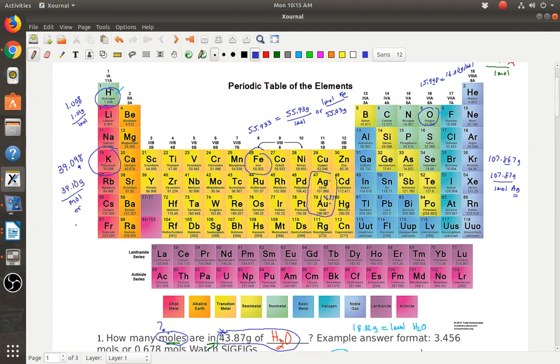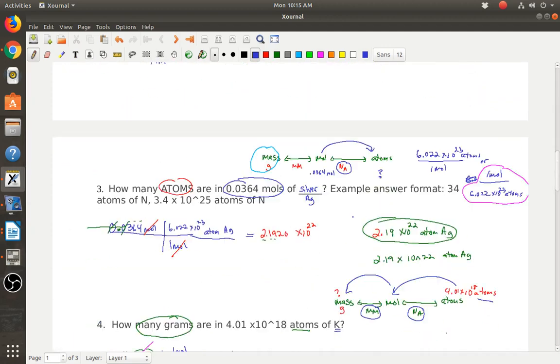What was the other conversion factor? 1 mole weighs 39.10 grams, and this is only for potassium. Notice every one of these changes, the grams change for every element. Every element has a different molar mass. So 39.10 grams. Let's go back down here to the bottom and put that in.